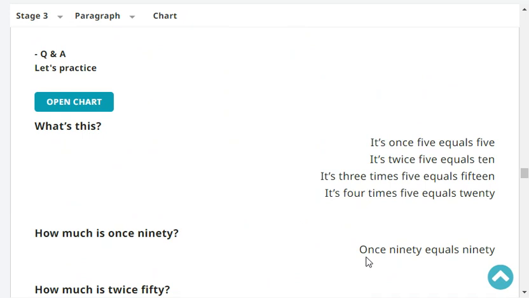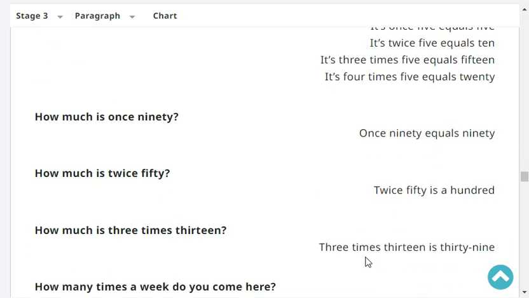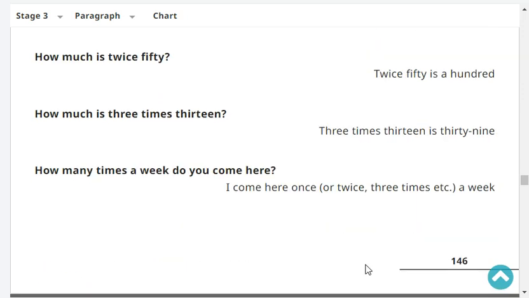Okay, how much is once 90? Once 90 equals 90. How much is twice 50? Twice 50 is 100. How much is three times 13? Three times 13 is 39. Very good.